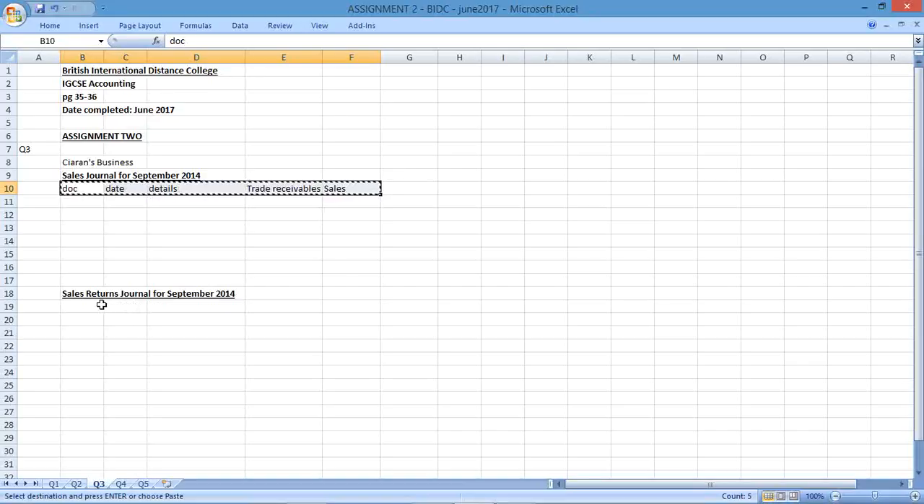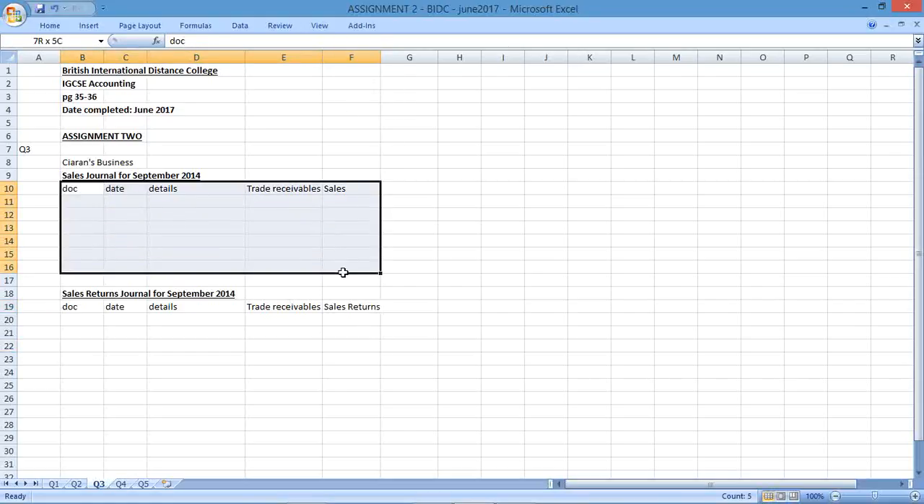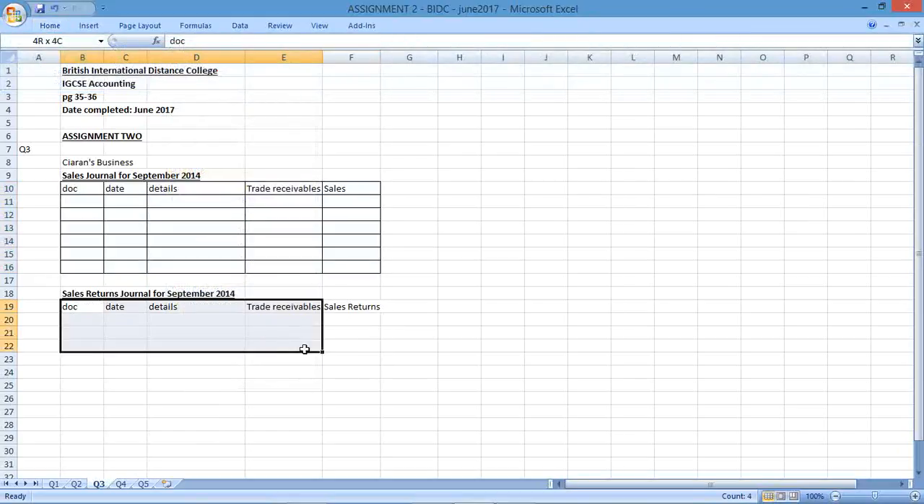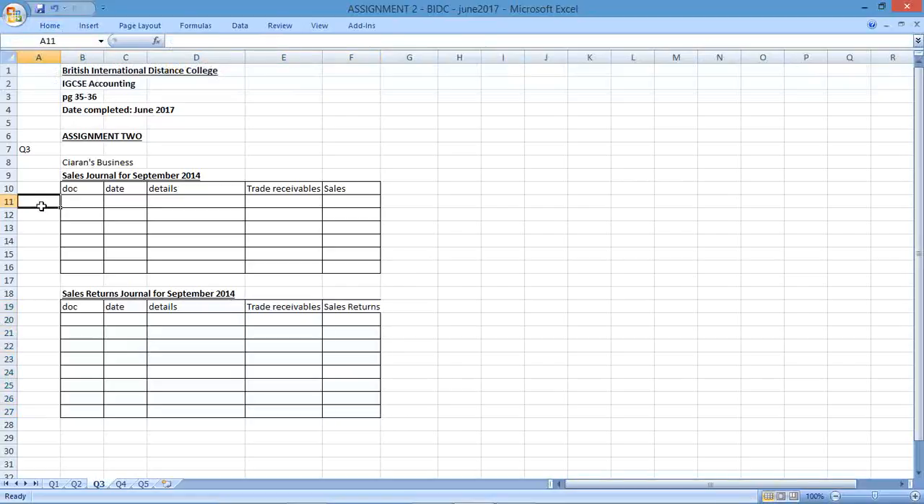Then for the sales returns journal, I'll have the same thing, except I'll have a column for the sales returns instead of sales, because I'm not selling. So those are the journals that we're going to have to create for this particular business. So let's start recording the transactions.